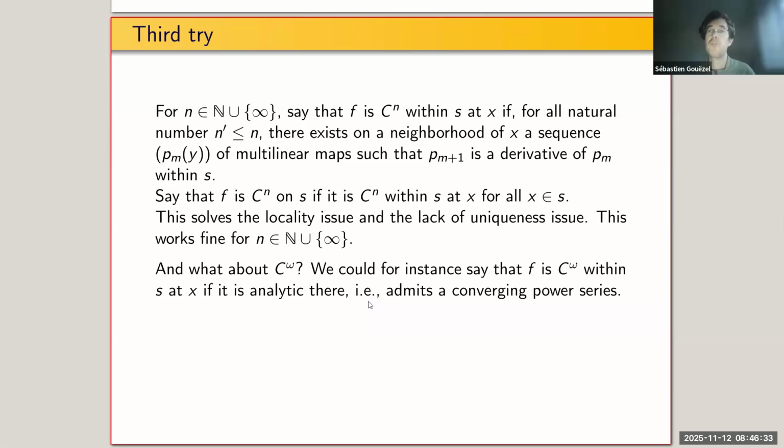Okay, first try, natural try. We could say that f is C omega within S at x if it's analytic there. I mean, there is a power series converging inside S, inside the neighborhood of x in S, toward the value of the function f. And I should say that analytic functions were already in mathlib before, so I'm free to use them to give this definition of C omega.